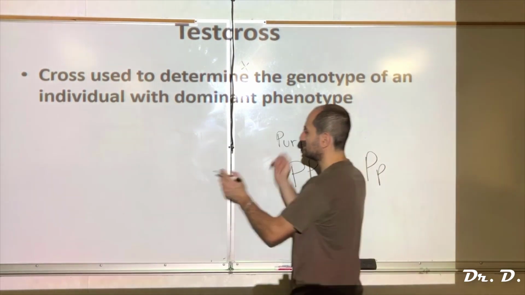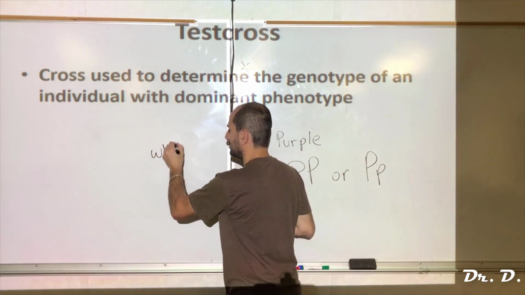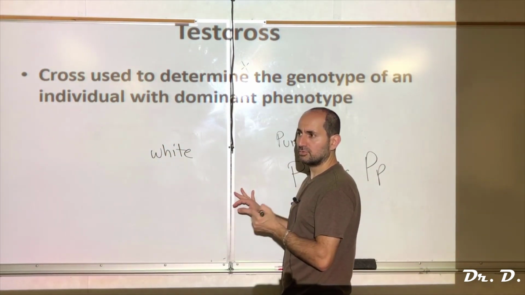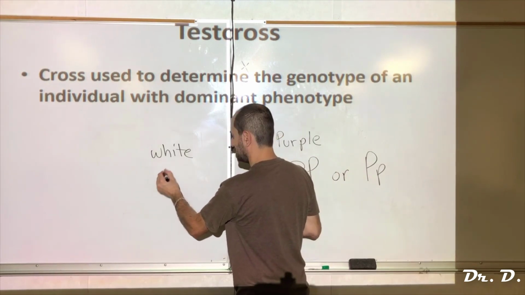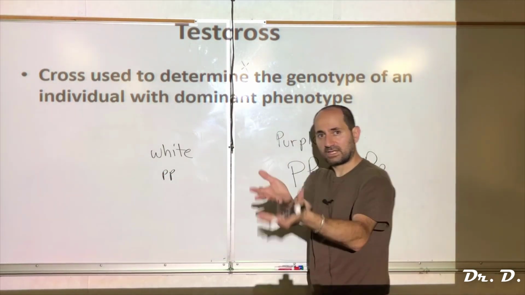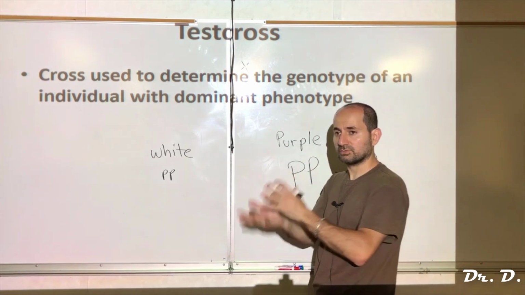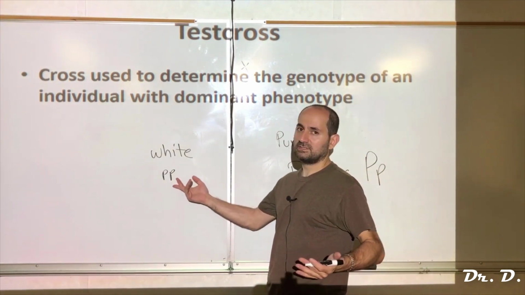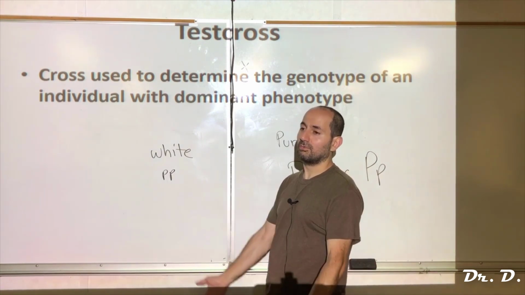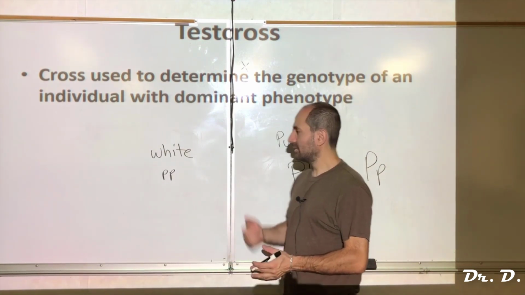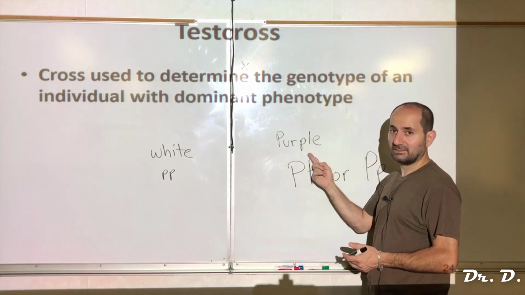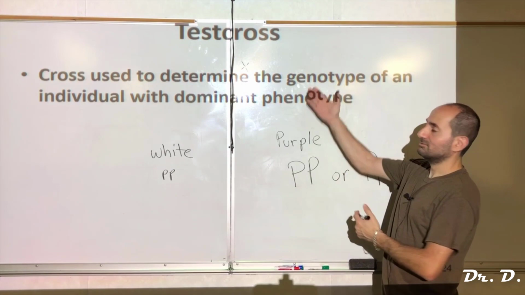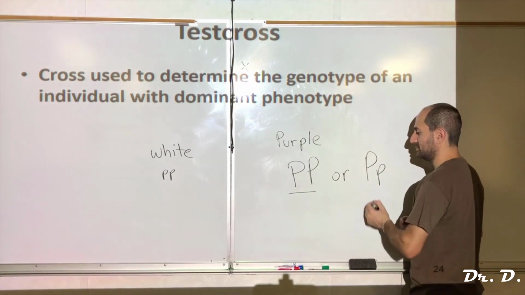Now, would you need to do a test cross if I gave you a white flower pea plant? No, because it has to be little p, doesn't it? If I give you a white flower plant and you know that white is the recessive flower color, then there's no need to do a test, because you know it must be little p, right? But if I give you the dominant phenotype, purple, and say, here's a purple flower plant, then you would need to do a test cross to figure out: is it big P, big P, or big P, little p?